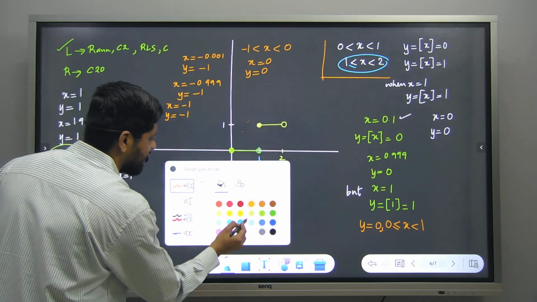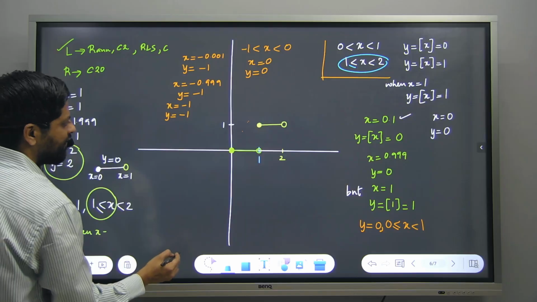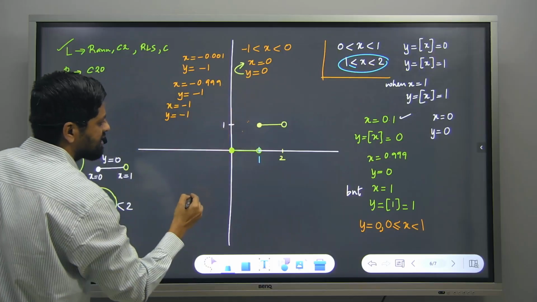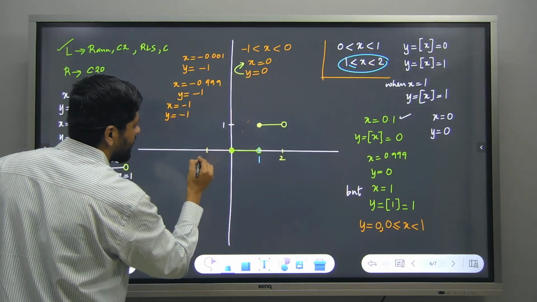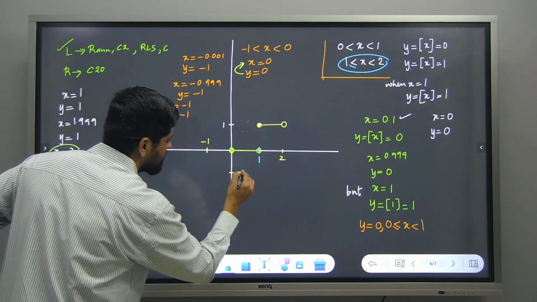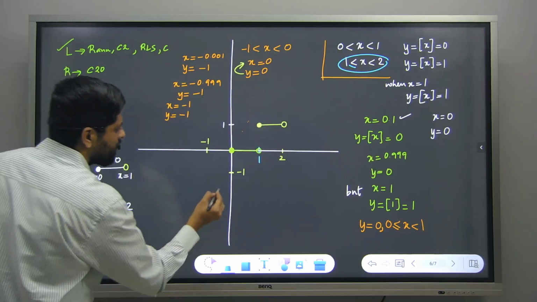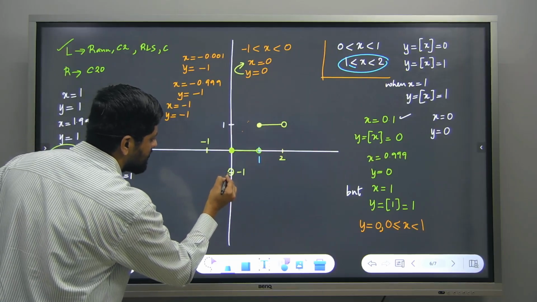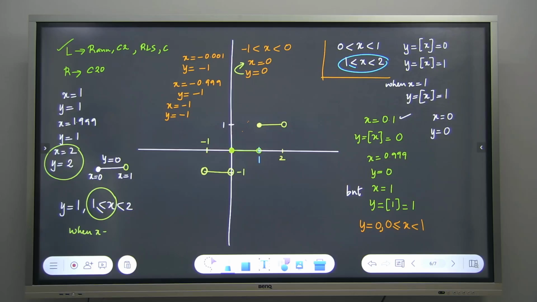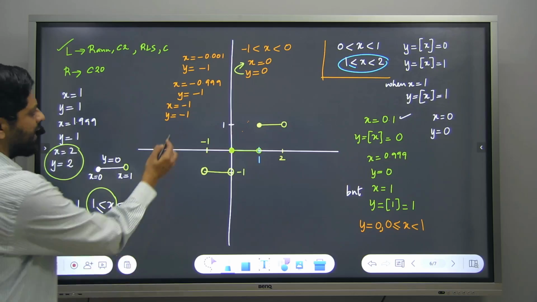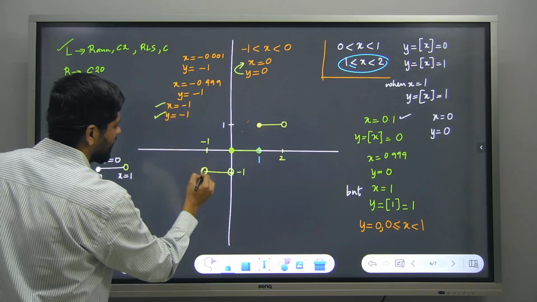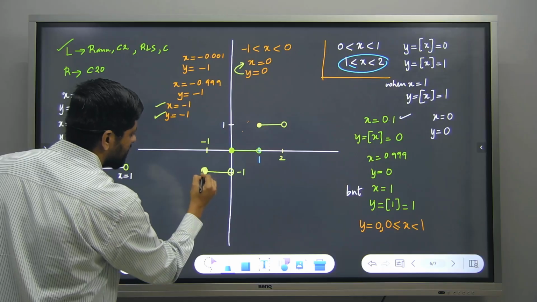So if I draw the graph now, y is 0 when x is 0. Now I'm going to the point of minus 1, and this is also minus 1. Let me put the circles, and later on let me darken the circles. I'll not darken the circles now. Now go back to the values. When x is minus 1, y is minus 1, which means I can darken this.